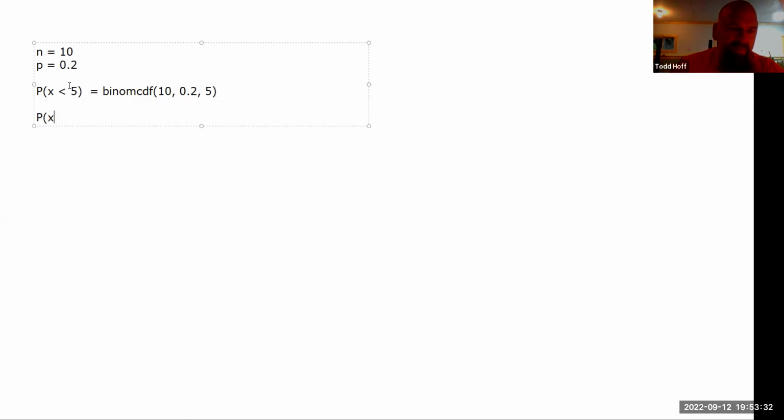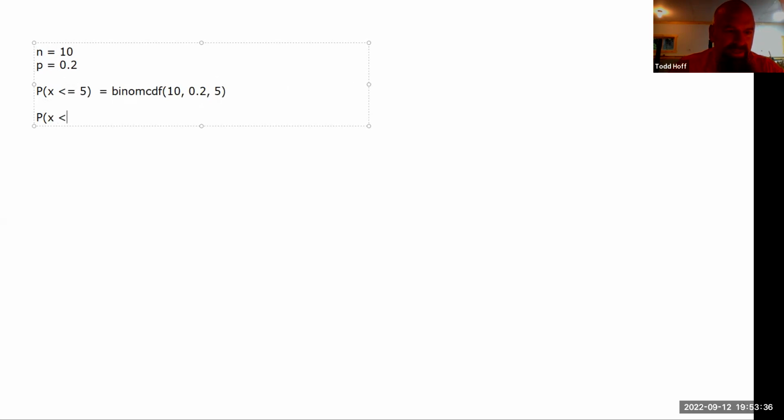So let's say that we have the probability that X is less than A. Well, that's just going to be binom CDF. Now I've got to define my situation a little bit better here. So let's say that N equals 10, P equals 0.2. So the probability that X is less than 5 is just binom CDF. For 5, put in the 10 trials, probability of success of 0.2, and 5 successes. Oops, that should be probability X is less than or equal to 5. Sorry about that.